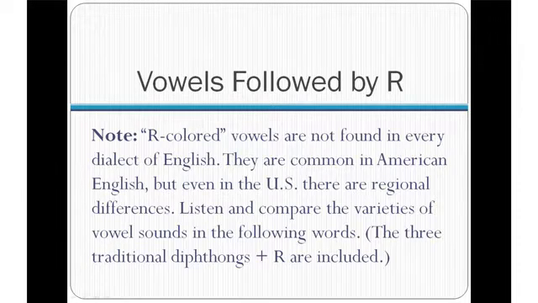Next, you'll hear vowels followed by R. Note, R-colored vowels are not found in every dialect of English. They are common in American English, but even in the U.S., there are regional differences. Listen and compare the varieties of vowel sounds in the following words. The 3 traditional diphthongs plus R are included.